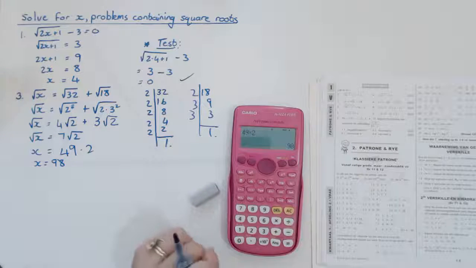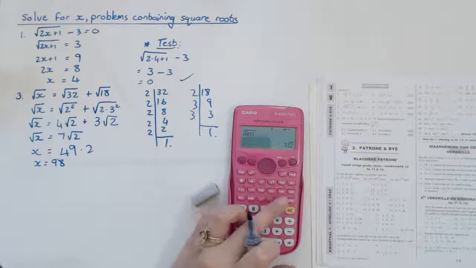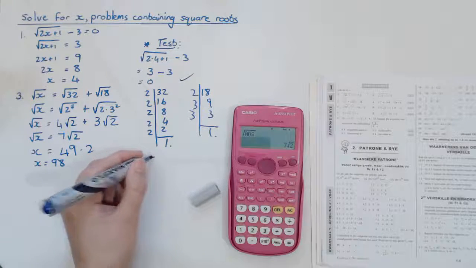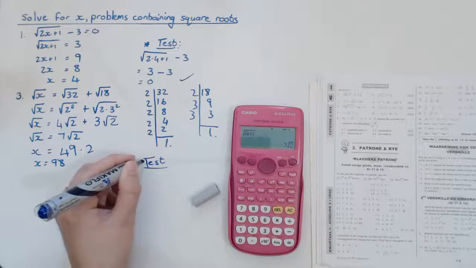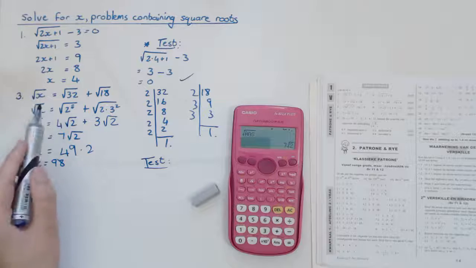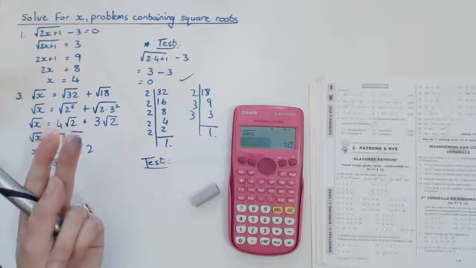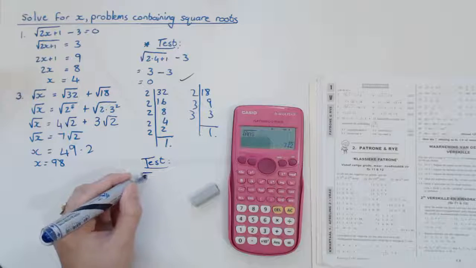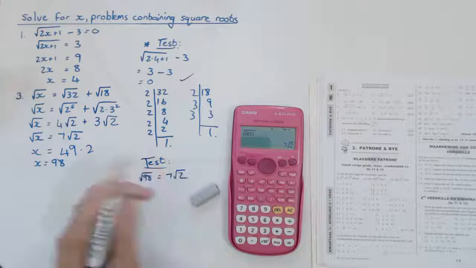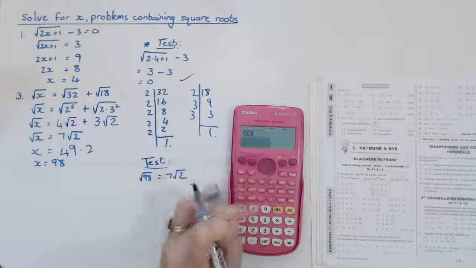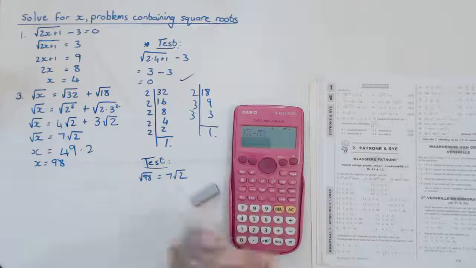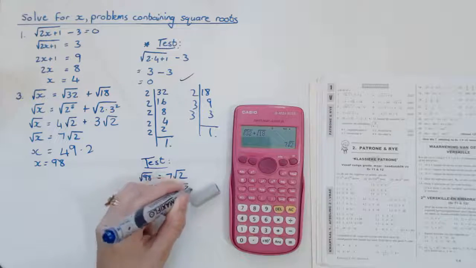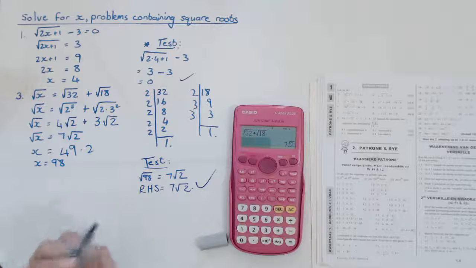Right, and then you can check with your calculator. Actually, root of 98 is 7 root 2. Yes, okay. I'm just going to test, although if you get one answer, usually that one answer is fine. But if you get two answers, you need to go check them. All right. So I'm testing root of 98 is 7 root 2, and I'm also going to just check root 32 plus root 18 is also 7 root 2, and the right hand side is also 7 root 2. Right, so this answer is absolutely fine.